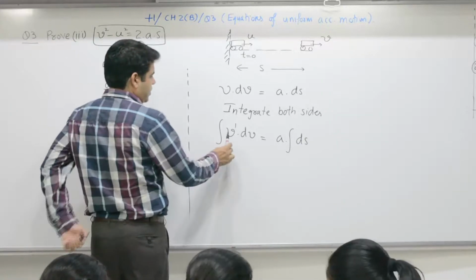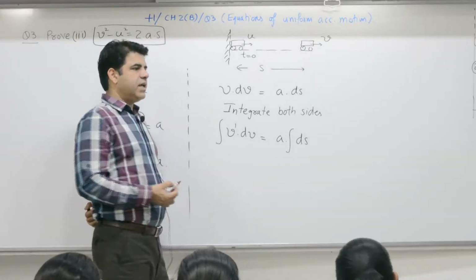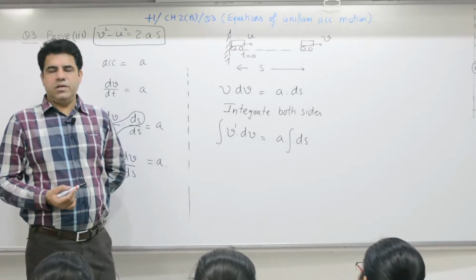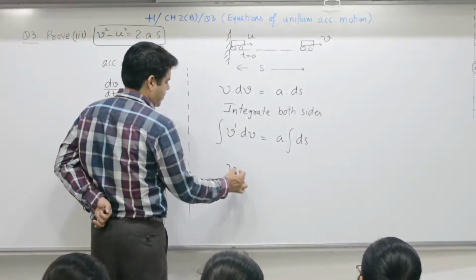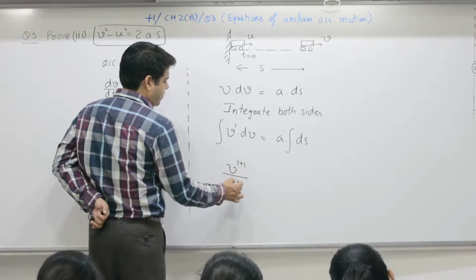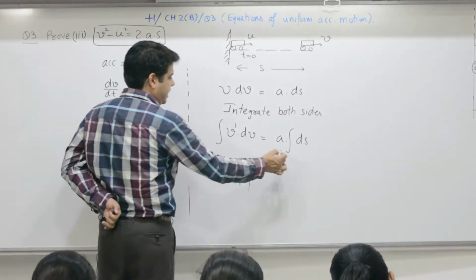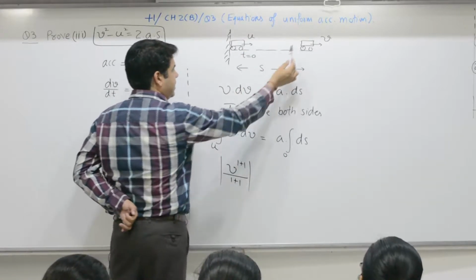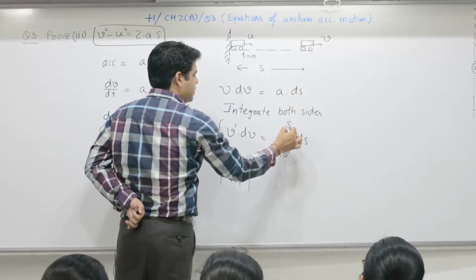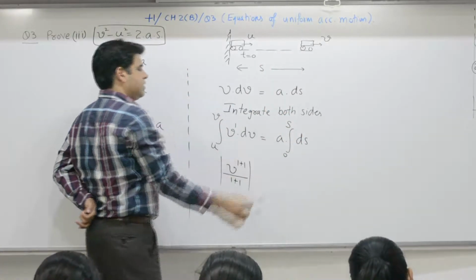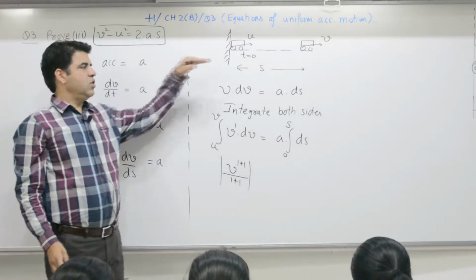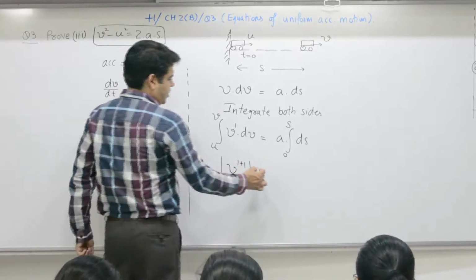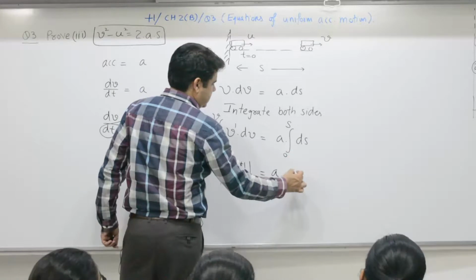Yes, help. V is power 1. Integration of x is power n, x is power n plus 1 divided by n plus 1. So, V is power 1 plus 1 over 1 plus 1. Limits. When s is 0 initial, speed was u. When displacement is s, speed is v or velocity is v. For a straight line, because all particles move in a straight line, you can use the term speed or velocity, your choice, is equal to a ds.